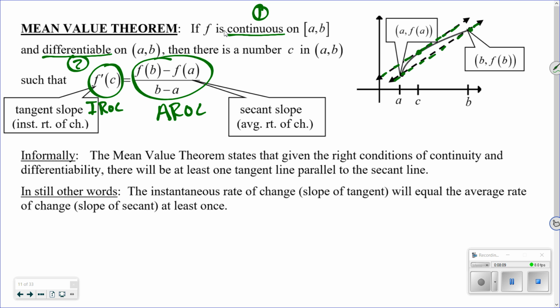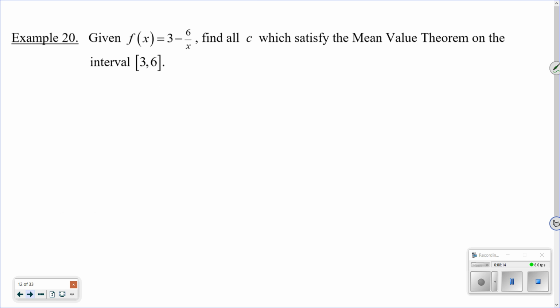Could be more. So let's do an example where it wants us to find this. It says given f of x equals 3 minus 6 over x, find all c which satisfy the mean value theorem on the interval from 3 to 6. Okay, so first thing I have to check is, let's make sure that the mean value theorem actually applies. So the question is, is that function differentiable over that interval from 3 to 6? So if you look at f of x, just figure out when it's not, sorry, I said differentiable. Let's start with continuous. So is it continuous over the interval from 3 to 6?